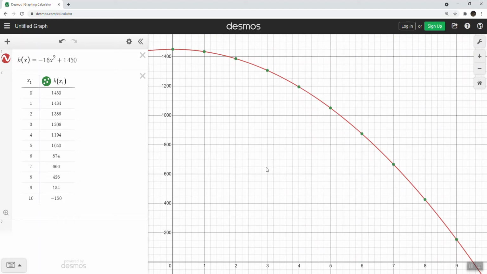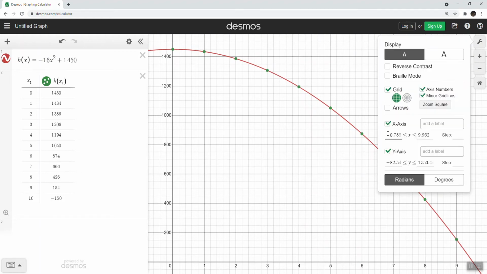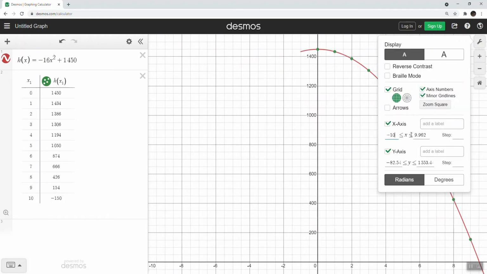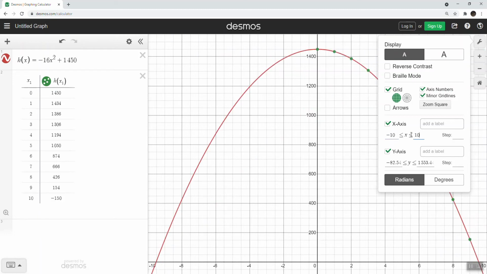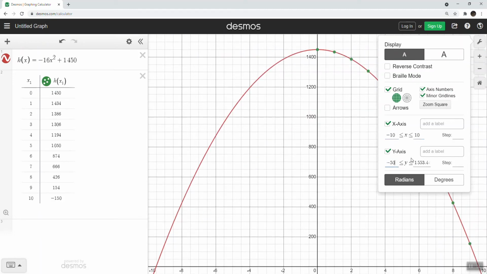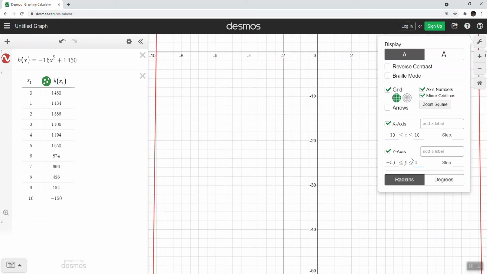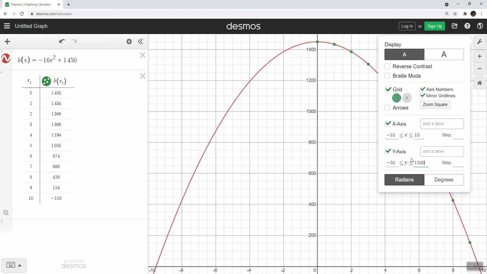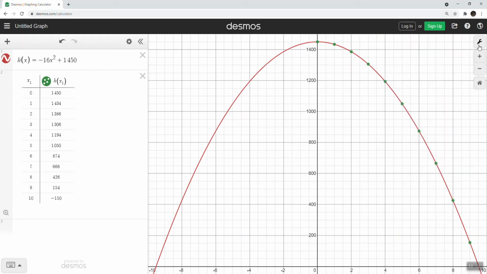Now what the textbook is having you do is put in these values. They want a -10 for the minimum x value, and they want a +10 for the maximum, and then they want -50 for the y minimum and positive 1500 for the y maximum. So here it's nice and simple, and Desmos knows how to get that. You get to just type it in, and there's this beautiful graph.